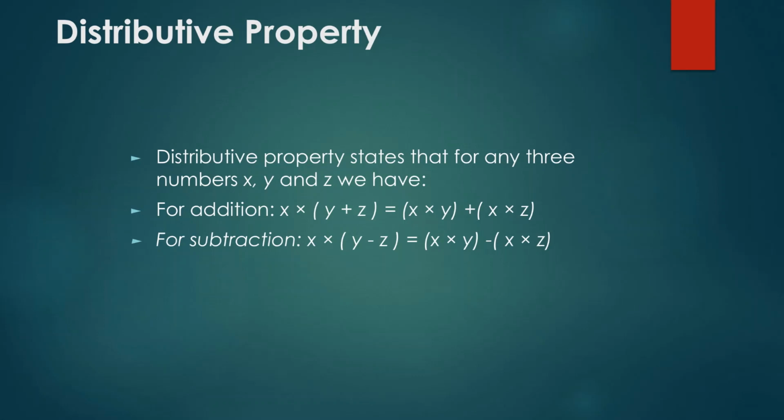The distributive property states that for any three numbers x, y and z, for addition we have x into (y plus z) is equal to x into y plus x into z. In the same way, for subtraction, x into (y minus z) is equal to x into y minus x into z.